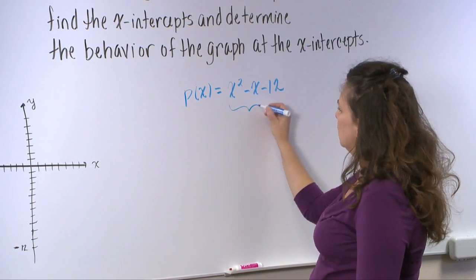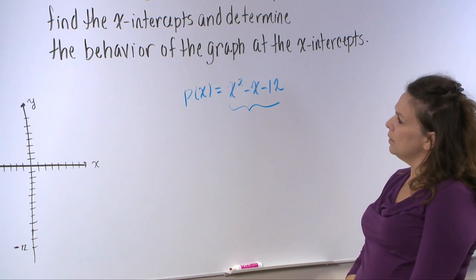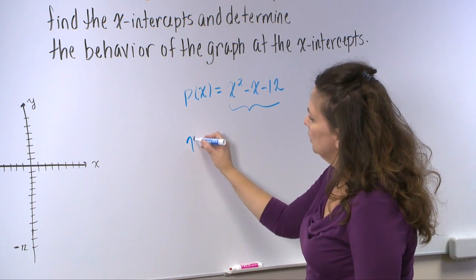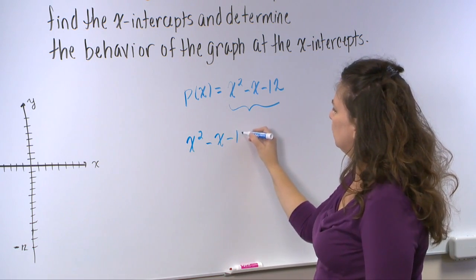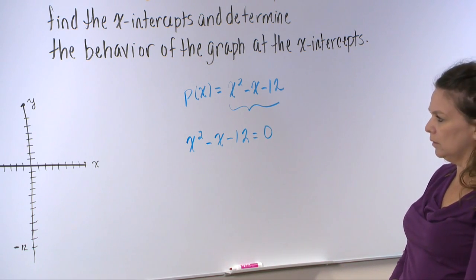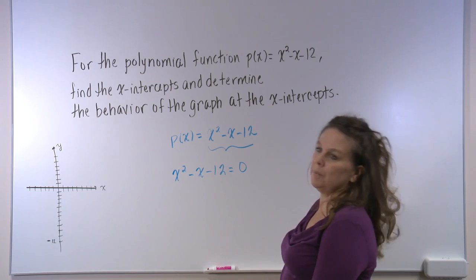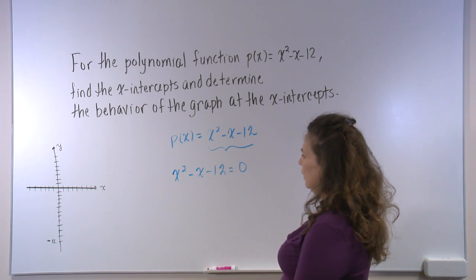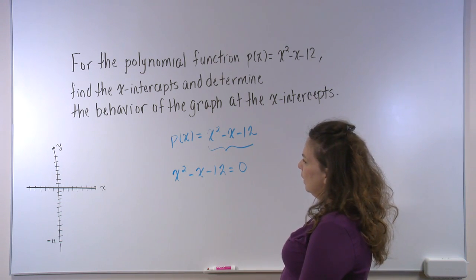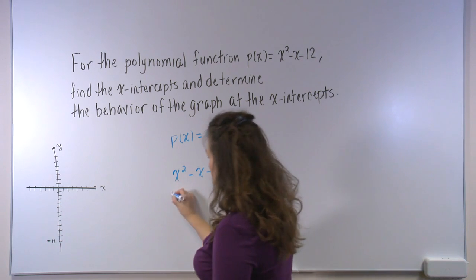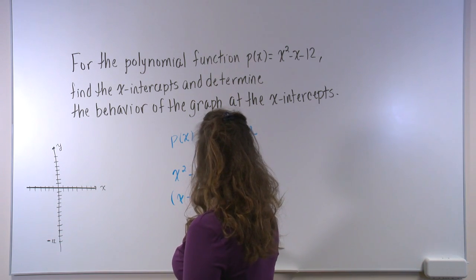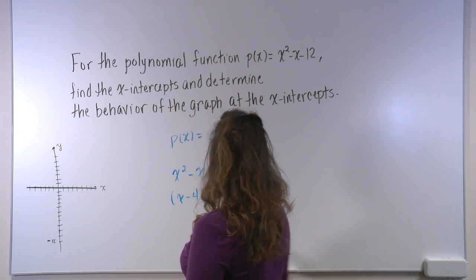So I'll take the function x squared minus x minus 12, and I'll set it equal to 0. And this particular problem will factor. I know that x multiplied by x is x squared. And if I think about two numbers whose product is negative 12 and whose sum is negative 1, that would be x minus 4, x plus 3.